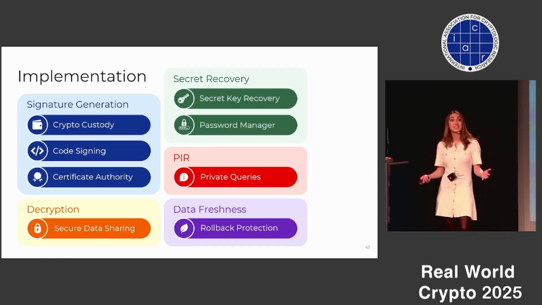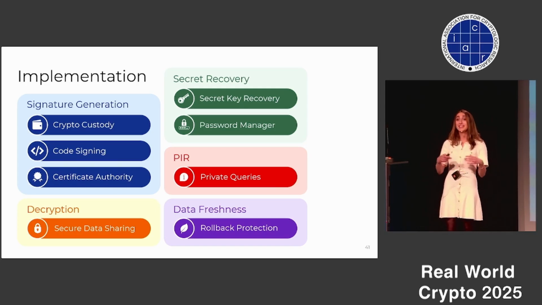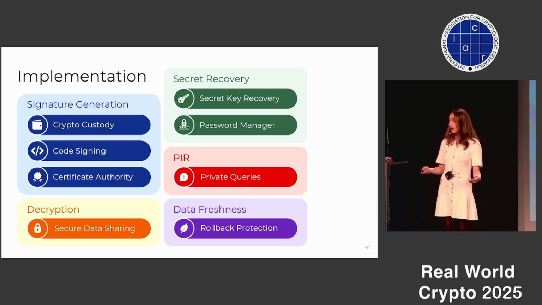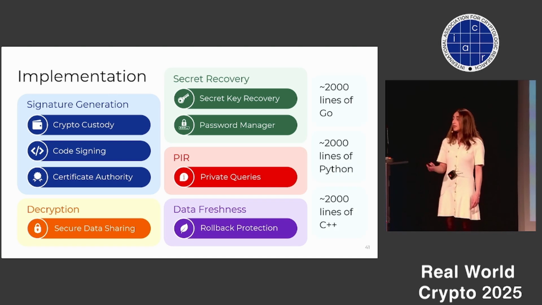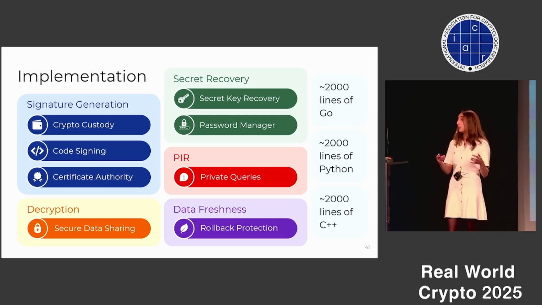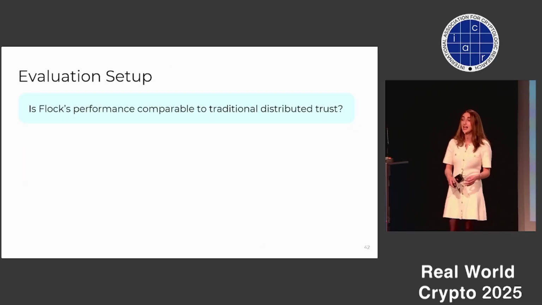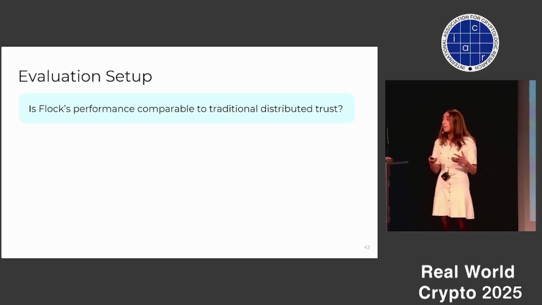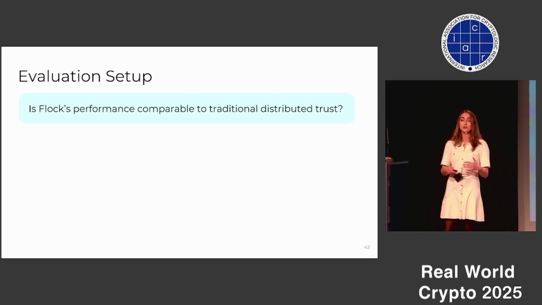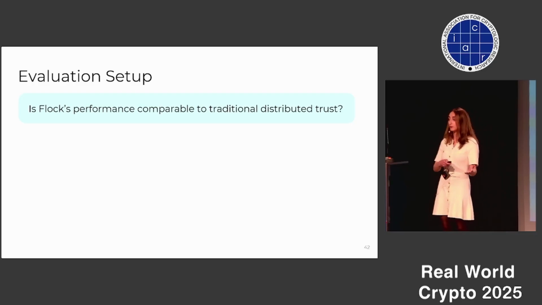Now we'll talk about our implementation and evaluation of our system. So starting off with the implementation, like I said earlier, we implemented 8 different distributed trust applications spanning 5 core fundamental cryptographic modules here. This was implemented in 2,000 lines of Go, Python, and C++ each. And for our evaluation, we really wanted to ask, is Flock's performance comparable to traditional distributed trust? What is the downside of using Flock? Is it the same as before?